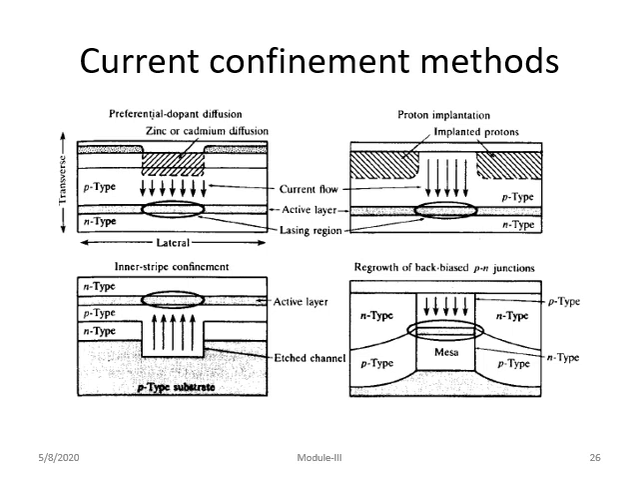So the first diagram is preferential dopant diffusion, diagram B is proton implantation, and diagram C over here, which is okay, sorry, this is diagram A. So A is this particular diagram, which talks about preferential dopant diffusion. Diagram B over here is proton implantation considered here. The third diagram is mentioned in terms of inner strip confinement, the regrowth of a back-biased PN junction.